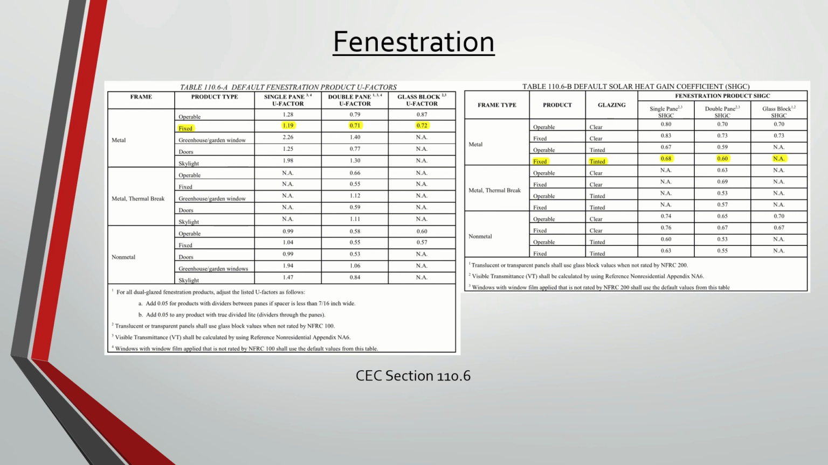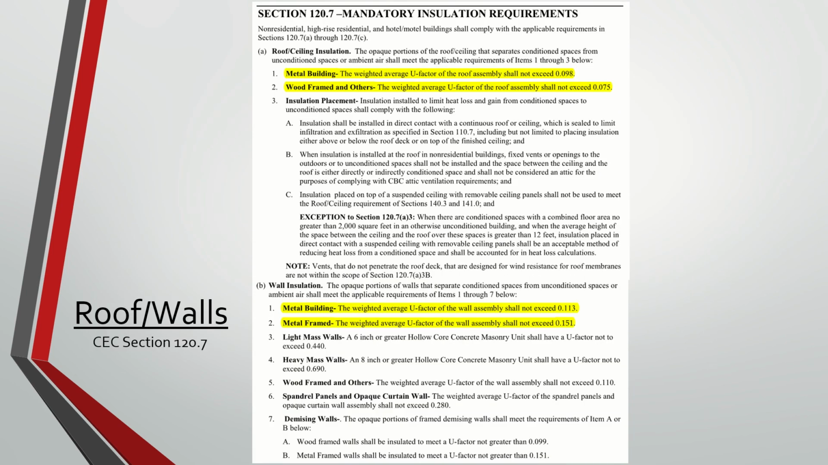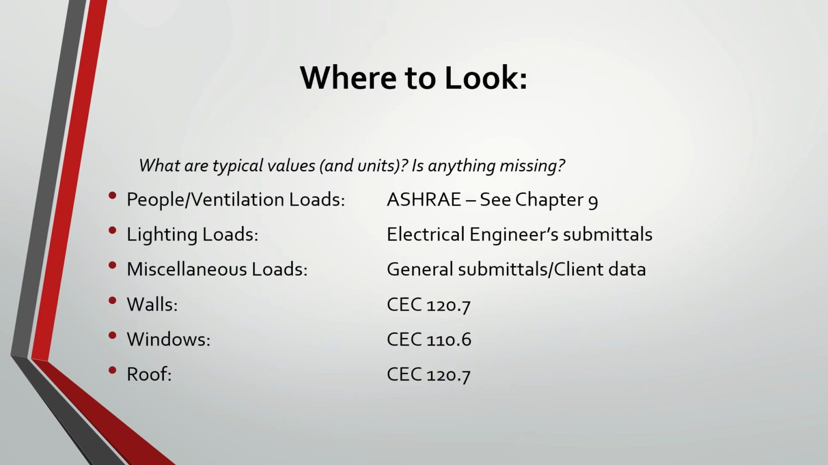Fenestration. Here's a table from the CEC that outlines typical U values for fenestrations, which is just a fancy word for glass, and you can use this as a reference. And here's a code section from the CEC that shows typical U values for walls and roofs, which you can also use to justify values in your basis of design.